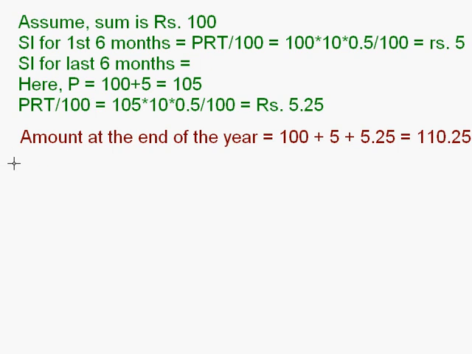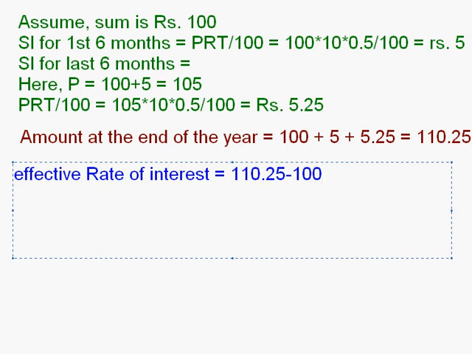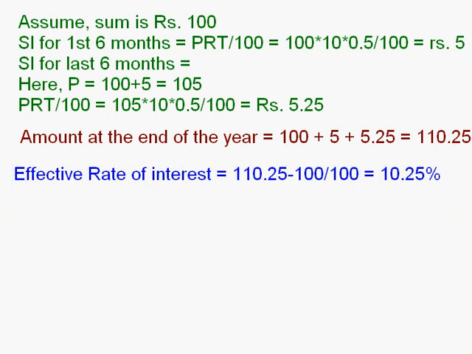So now what to do? We need to find out the effective rate of interest. How to find out the effective rate of interest? The effective rate of interest would be the amount that we got, 110.25, minus the principal, that was the initial amount, divided by the initial amount. It will be 10.25%. Understood?